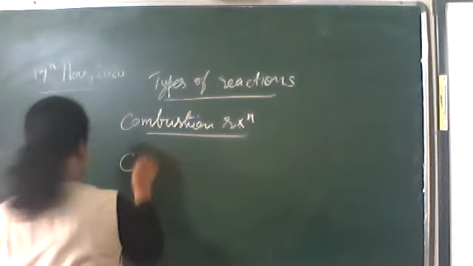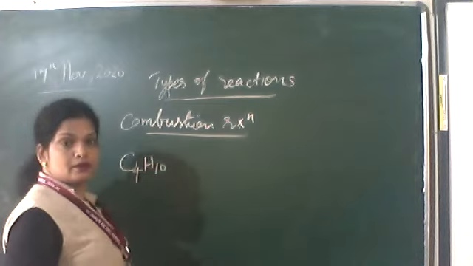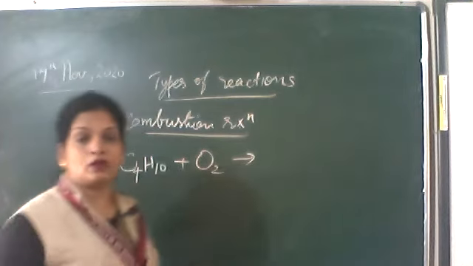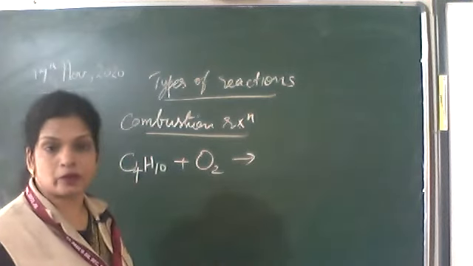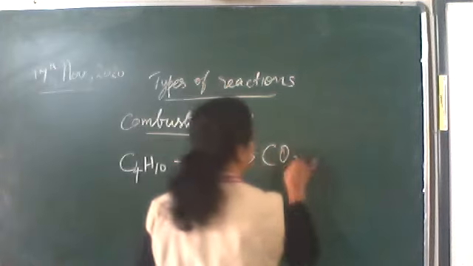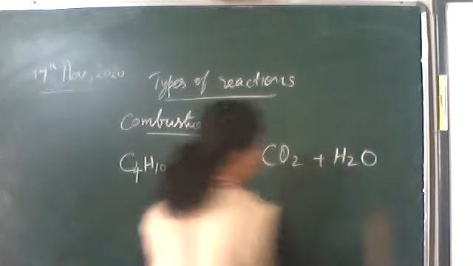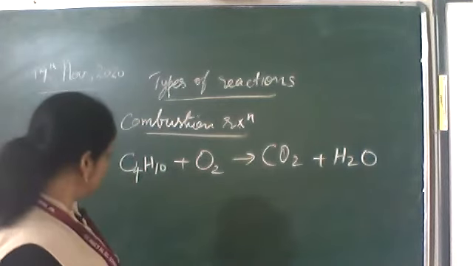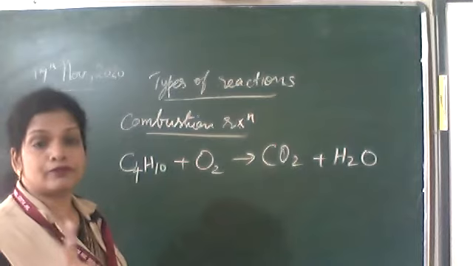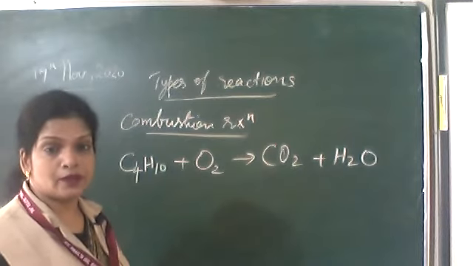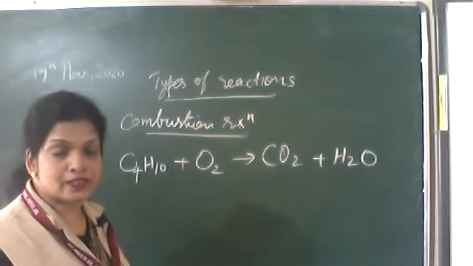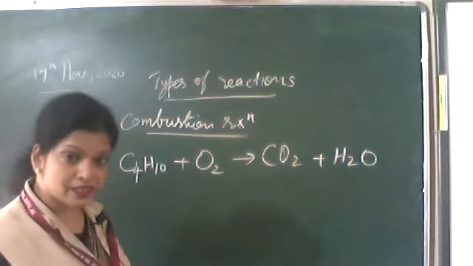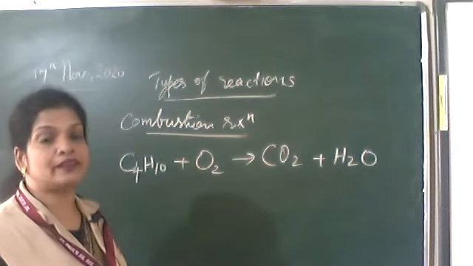a hydrocarbon C4H10, butane, on burning in presence of oxygen, any hydrocarbon on burning in presence of oxygen will be getting carbon dioxide and water. So I'm writing carbon dioxide and water. The amount of energy accompanied when 1 mole of that hydrocarbon is burnt. How much amount of energy is released? How much amount of energy is released when 1 mole of that is burnt?